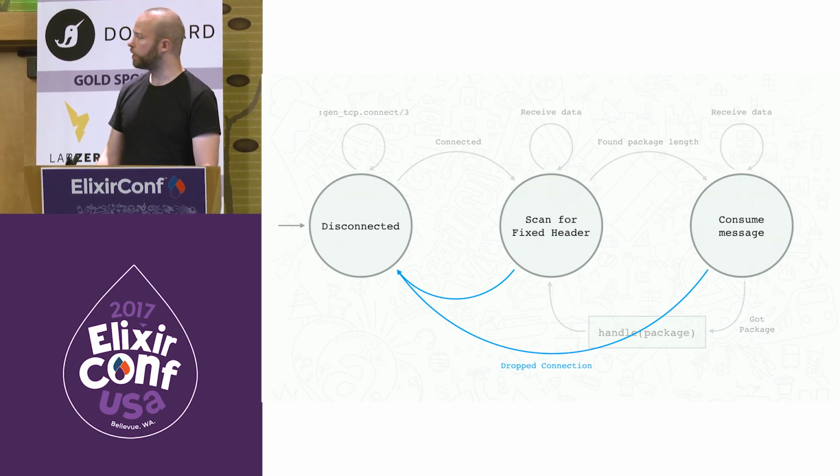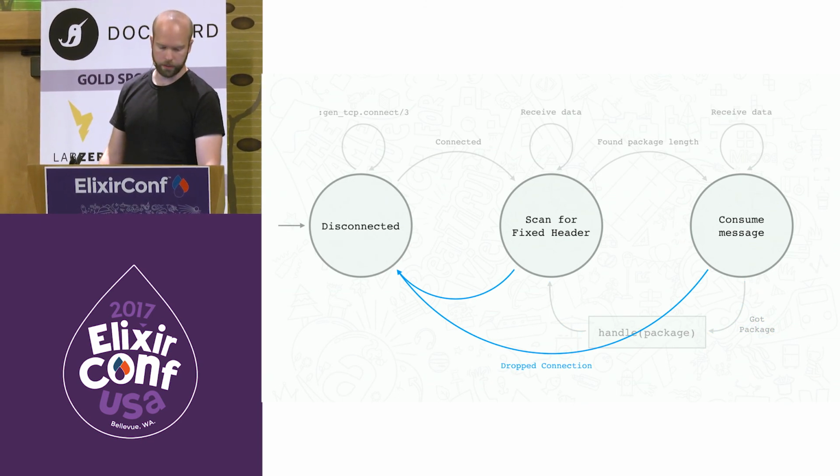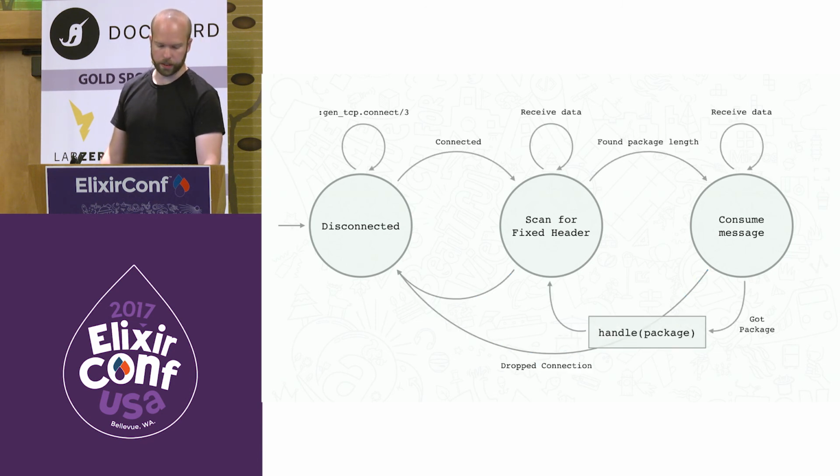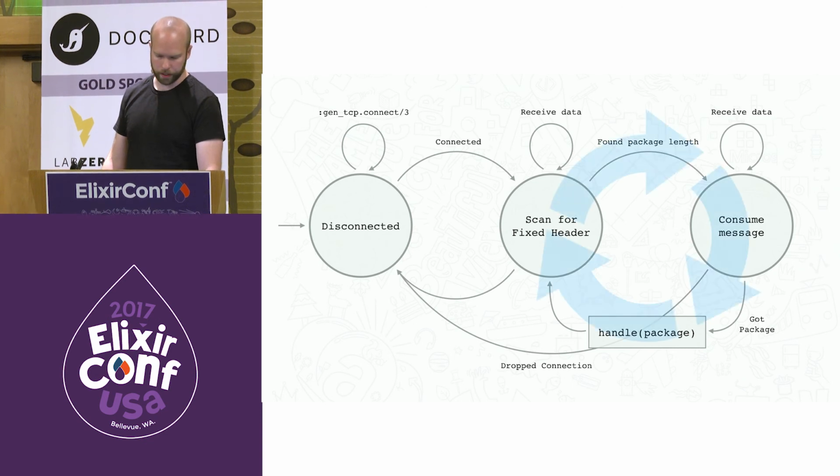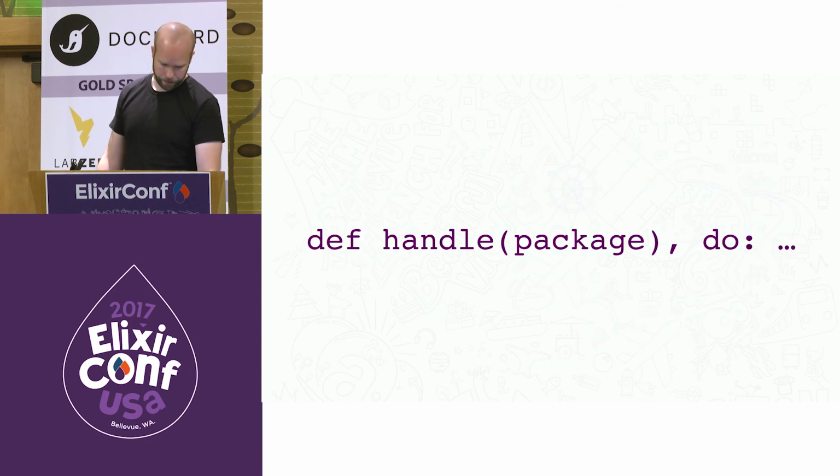If we are kicked off the server for any reason, then we will just go back to disconnect, and then we will try to reconnect. So that is the state machine diagram for this sort of situation. So in the golden case, we will just continue receiving packages. And from there it's just pattern matching.